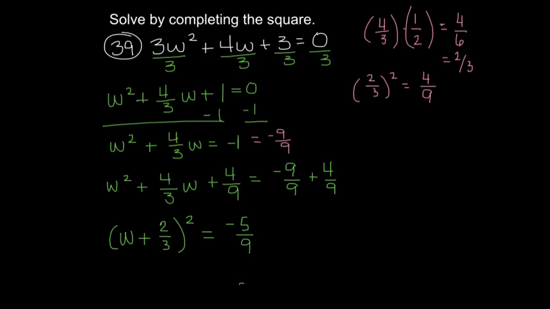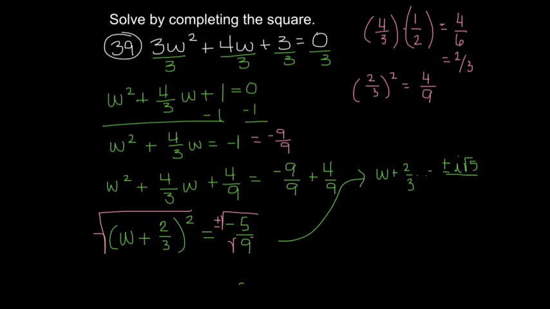Since the entire left side is being squared, I can take the square root of both sides. The square root of a fraction is just plus or minus the square root of the numerator over the square root of the denominator. So I am left with w plus 2/3 equals plus or minus the square root of negative 5, which is just i square roots of 5, over the square root of 9, which is just 3.